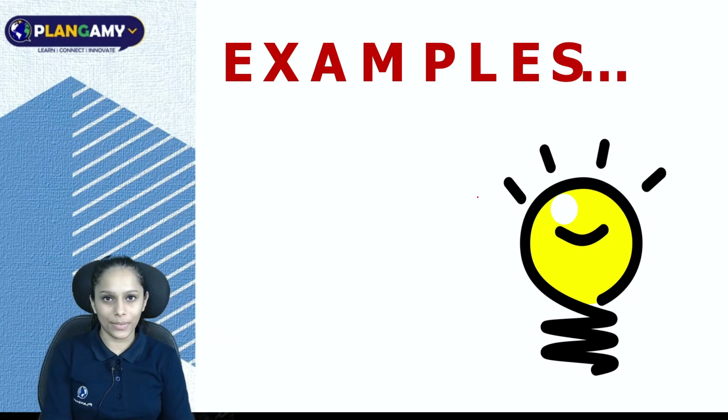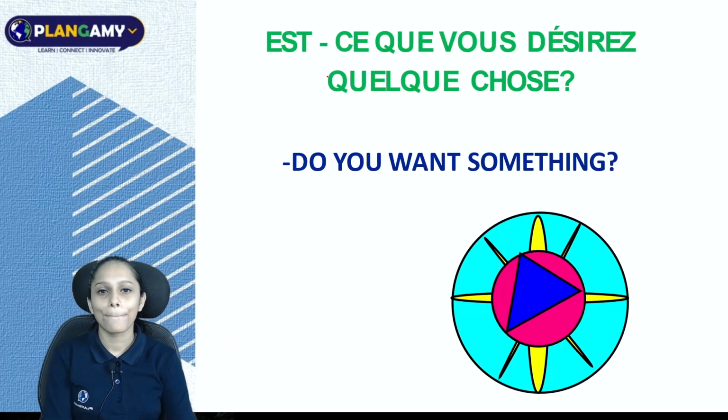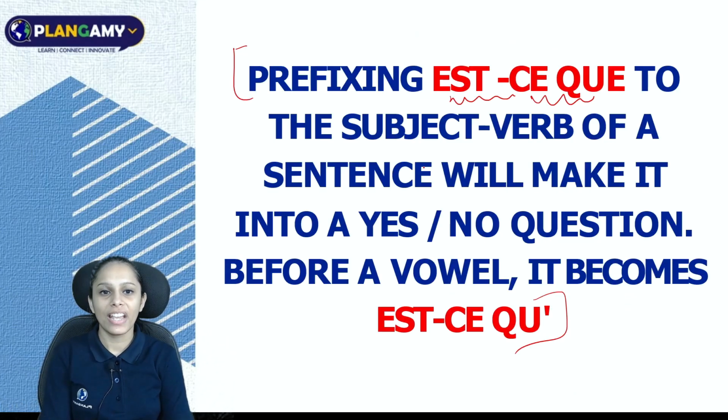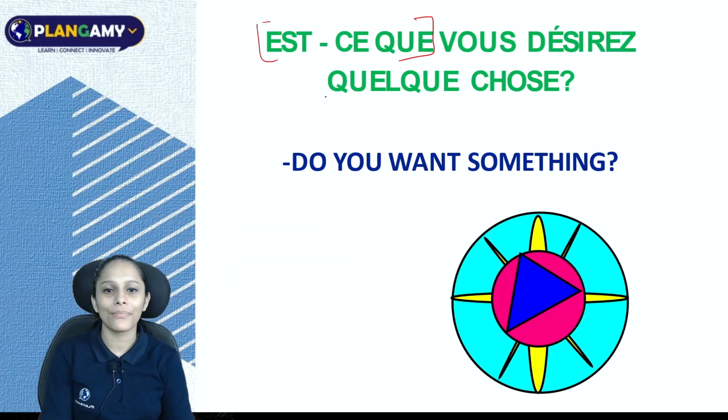So, examples. Now, let's have a look at some examples. Here, "Est-ce que vous désirez quelque chose?" Now, est-ce que, so let us try to highlight it. Est-ce que. Let's go back to our definition. It says, if we use the formation of est-ce que, it will make it into a yes-no question. The definition is correct because it says, "Est-ce que vous désirez quelque chose?"